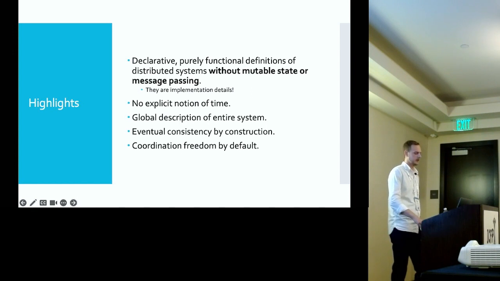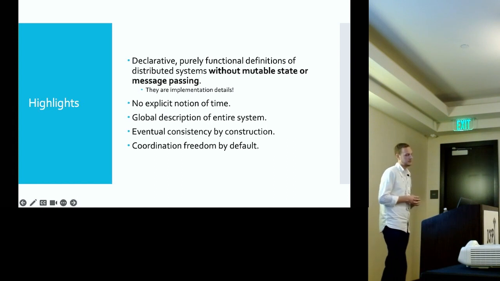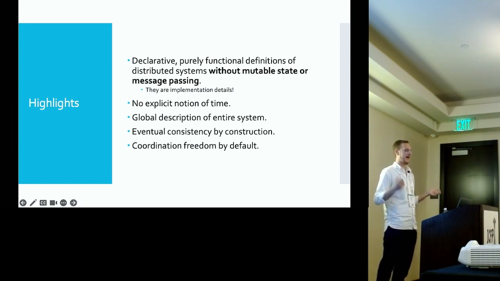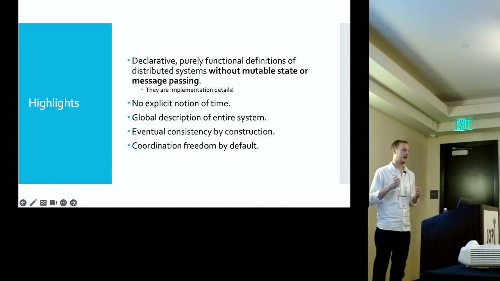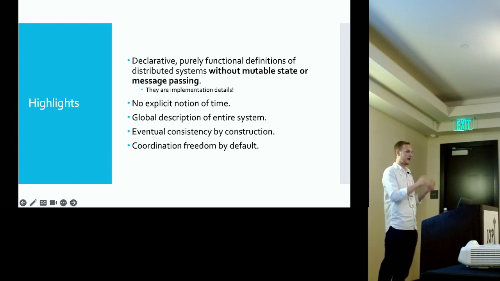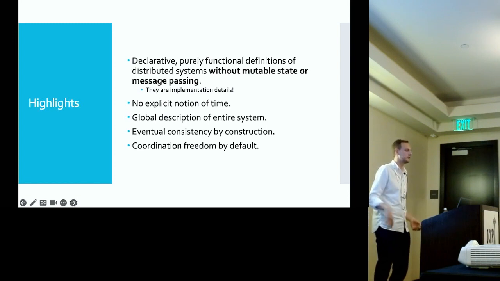Number 2, there's no explicit notion of time available to the programmer. As we saw in the implementation of Granite, there is an iteration number going on here, but it's not something that the programmer ever particularly has to worry about or even has access to at all. Number 3, this is a global description of an entire system. So it's not just one program per node. You can write an entire system as a program. Now you can split that program up any way you want. So if you want to only focus on the buyer and only focus on the seller, you can put those in separate modules if you want.